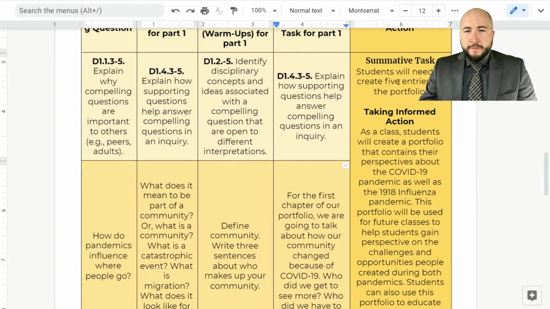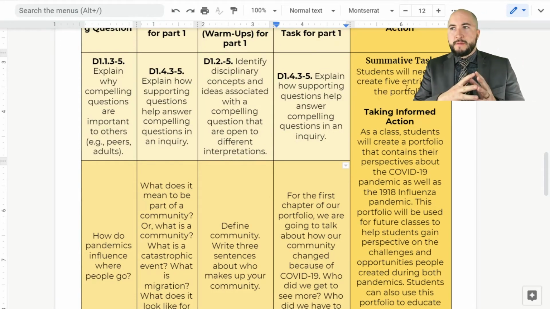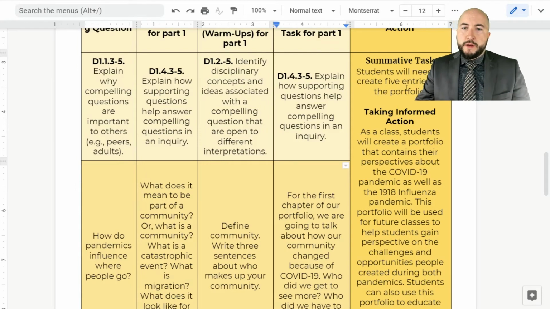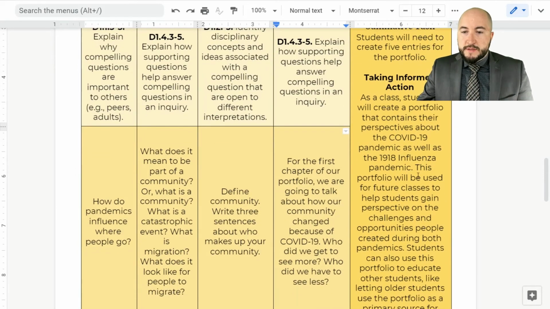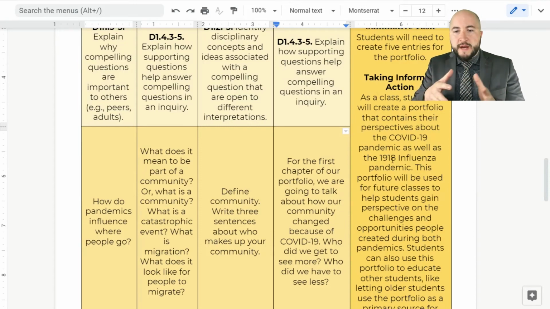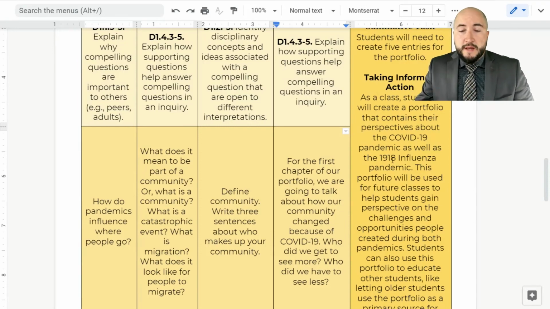I talk about the portfolio that we're building with each other, these first 5 entries, right? The 5 entries could maybe be one chapter that we focus on. And this connects to these pieces too, because students are talking about COVID-19, and eventually we're going to bring up the 1918 influenza pandemic. So I see this as a way of opening up the activity where students get to be introduced to the idea of what it's like to create a compelling question, ask supporting ones, do something with those supporting questions, and then finally start building this big piece that they're doing.